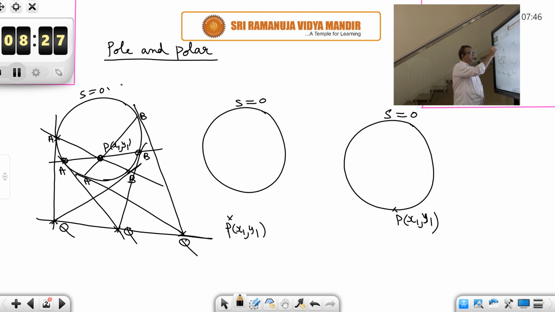And if the circle is S equal to 0 and the point is x1, y1, the polar is given by the formula S1 is equal to 0. Polar is S1 equal to 0. Whether the point is inside or outside or anywhere, the polar of the point is always S1 is equal to 0. Okay?